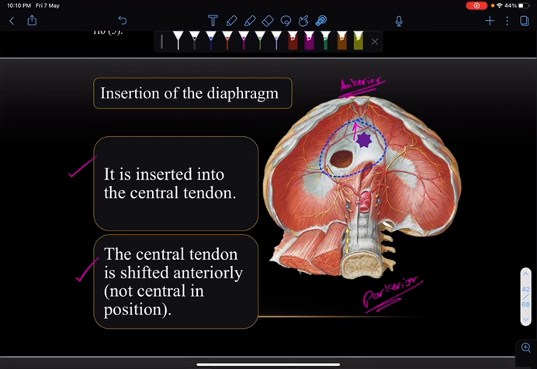And here is the insertion, the last slide. The insertion of the diaphragm, we covered it a lot before: it is inserted into the central tendon, and the central tendon is shifted anteriorly, not in a central position. As you see here, this is the vertebral column and this is the sternum, so this is anterior and this is posterior, so it's shifted anteriorly a little bit. It is not perfectly central, but it is the central tendon, shifted anteriorly a little bit.